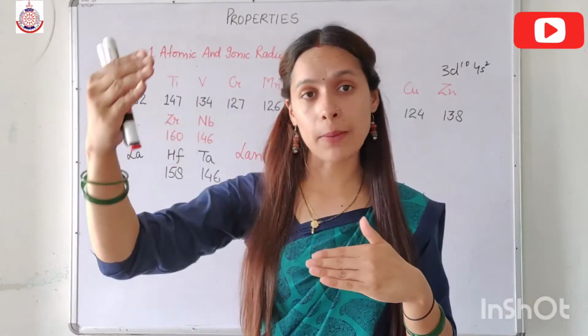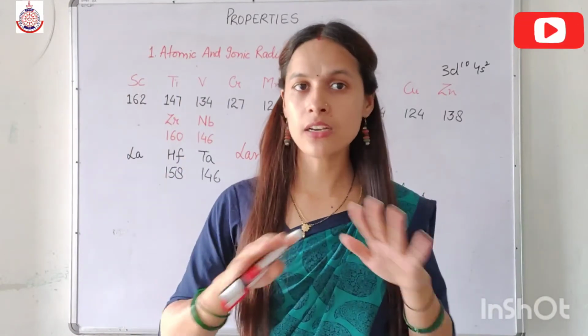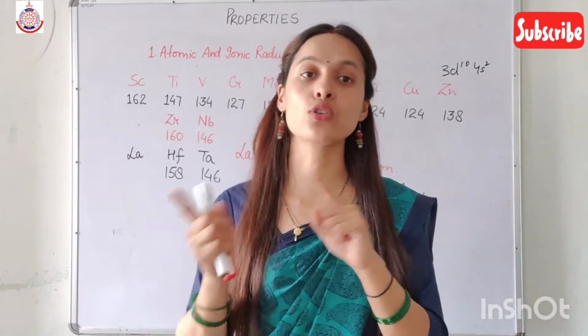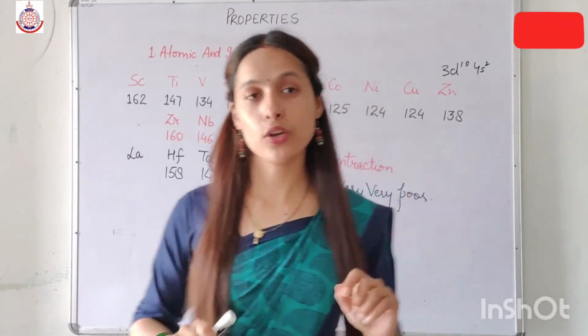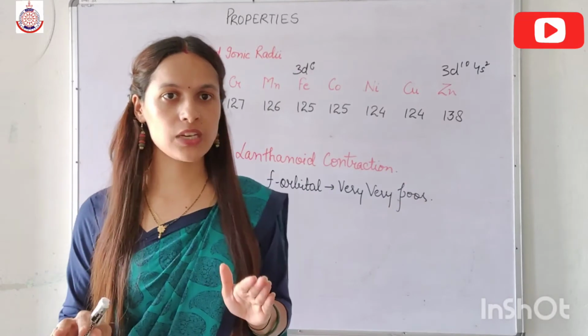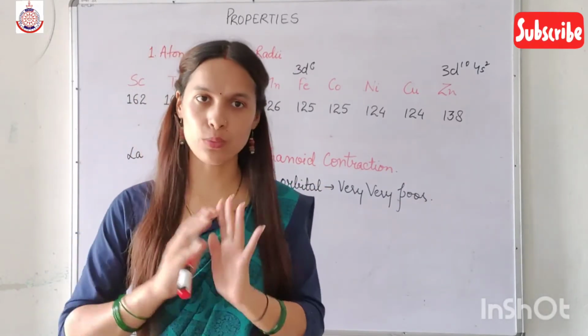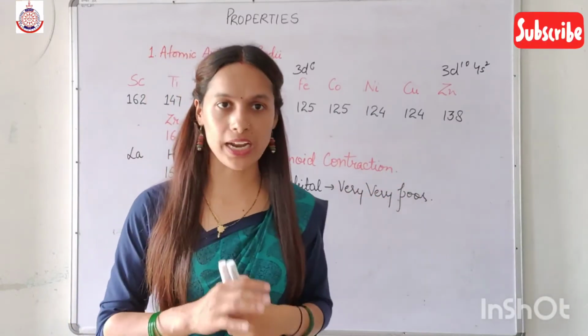And when we move up to down from first to second, there is an increase in atomic radii. But when we move from second to third, due to the involvement of the f electrons के involvement की वजह से size क्या होता है? Increase नहीं हो पाता है. That is known as lanthanoid contraction.